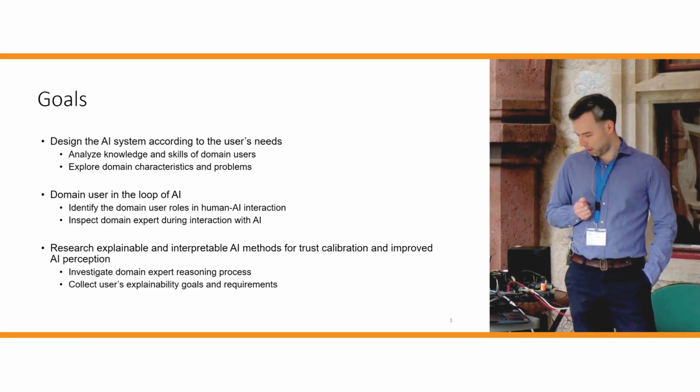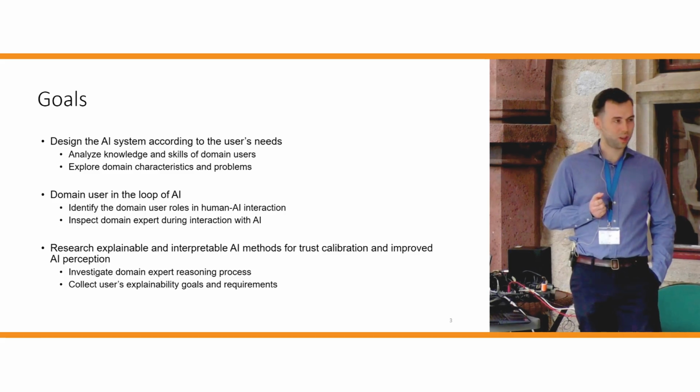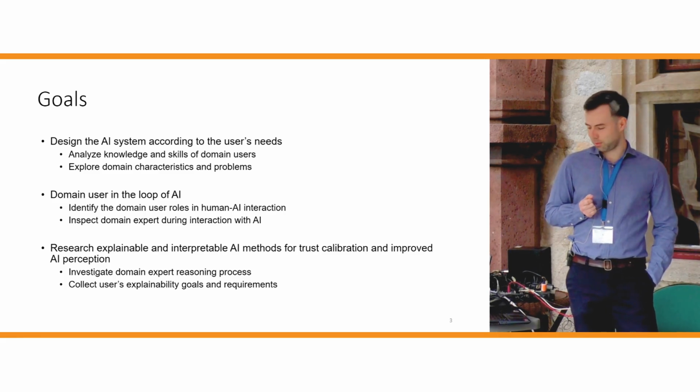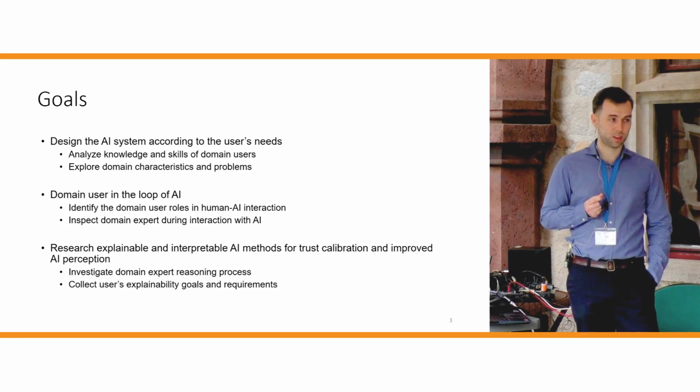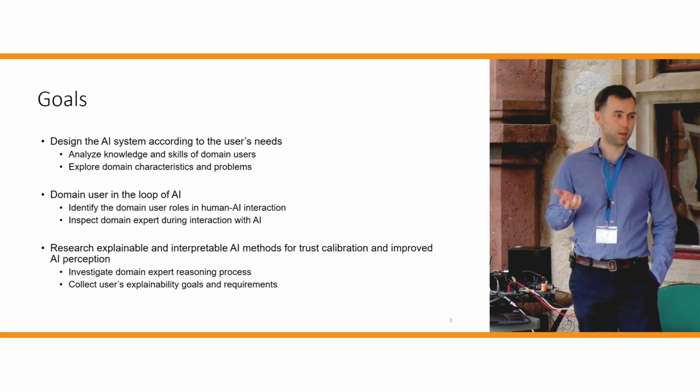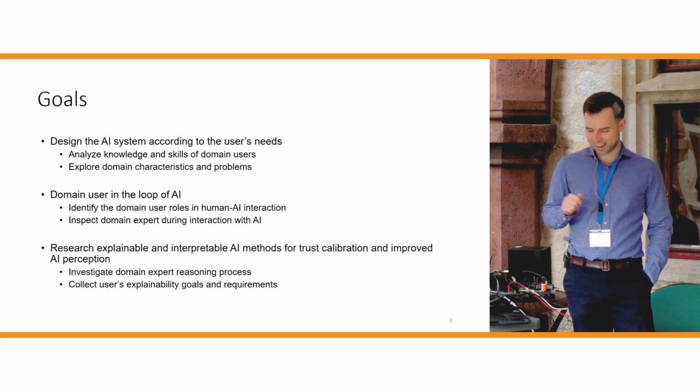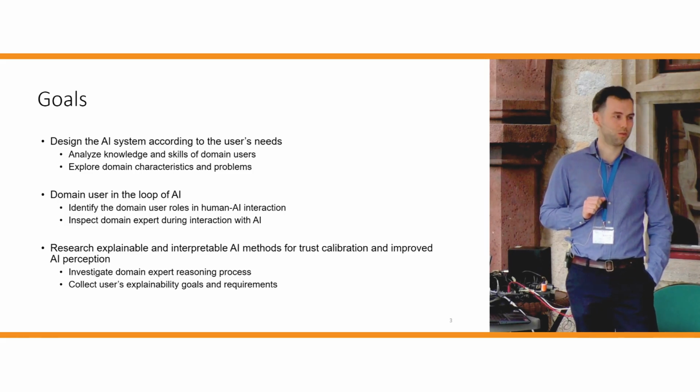So this is goal 2, and goal 3 is to research the explainable and interpretable AI methods for trust calibration and improved AI perception, because usually AI is seen as a black box, which is a major issue because we do not know what happens behind it, and it is a major drawback also for the domain experts.